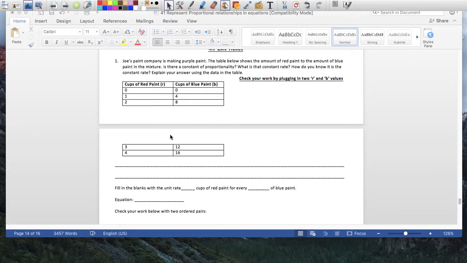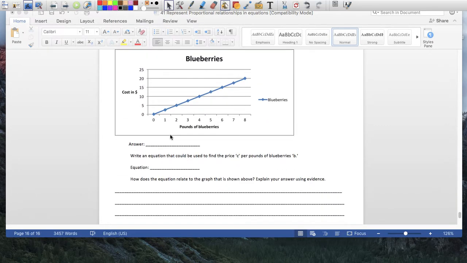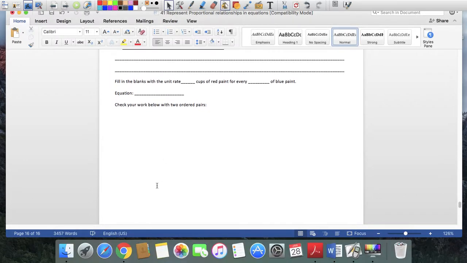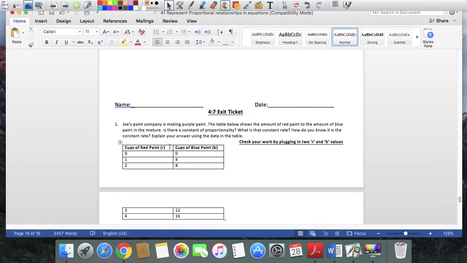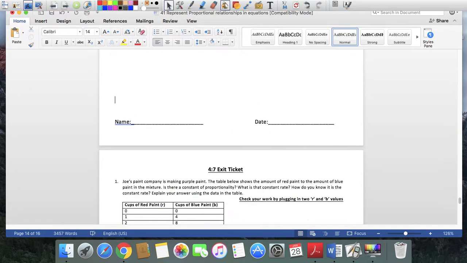One more. So that one. Okay, so yeah, I'll do it. So what is it? What's going on here? It's supposed to have been your exit ticket, but I guess not.